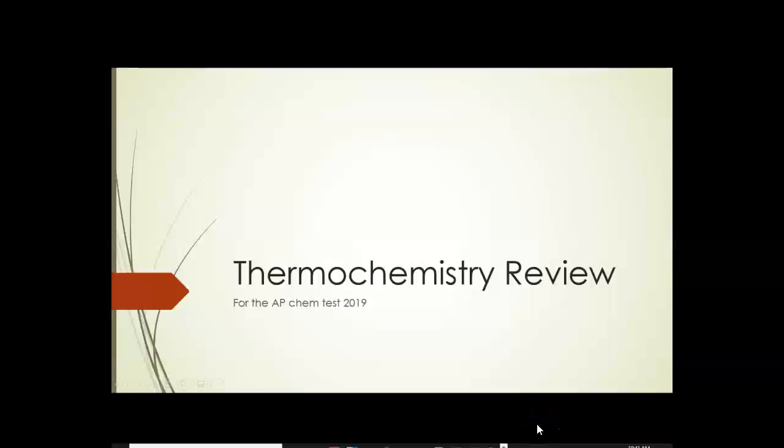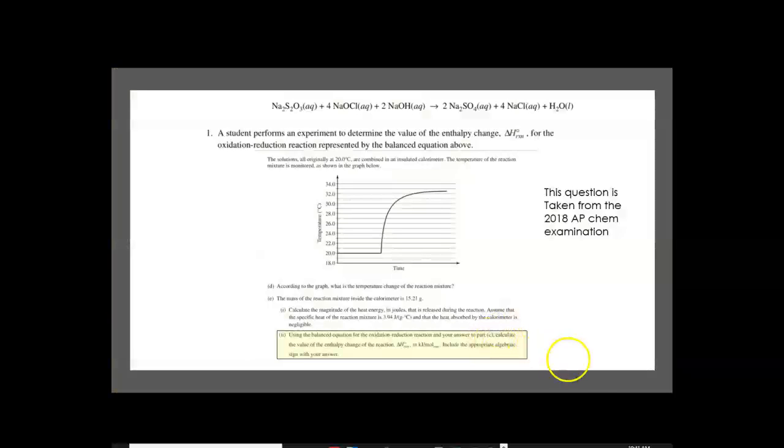Let's go through a couple of AP-style questions from previous AP tests that might help you better understand the relationship between stoichiometry and thermochemistry. So this is a question taken from the 2018 AP Chem examination.